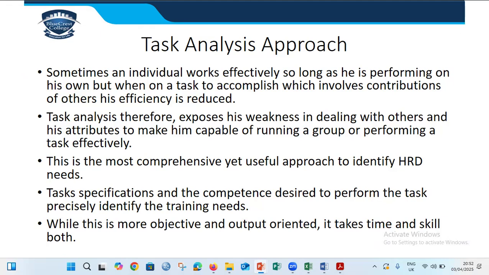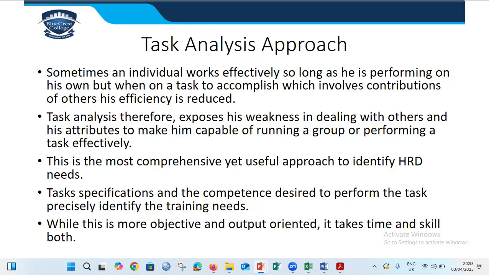Okay, so there are people who would, if they are working alone, they are very efficient. They put in all the work that has to be put in to accomplish whatever task they have been given. But if you put that same person in a team, what happens is that they relax and they are no more as productive as they would have been. So task analysis exposes this weakness, okay, in dealing with others and his attributes to make him capable of running a group or performing a task effectively.